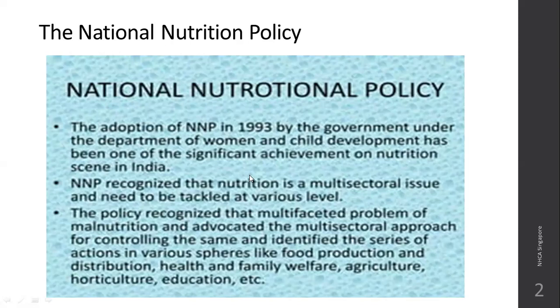So education, horticulture, agriculture, family and welfare system, primary healthcare, secondary healthcare, food production and distribution, all these areas will require certain policies, certain standards that have to be followed so that malnourishment can be tackled.